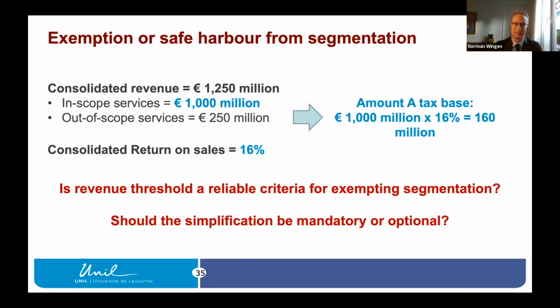Every time there is a simplification proposed, there are concerns from different groups. And here it is segmentation. It is acknowledged that it's going to be very complex, not only for MNE groups performing it, but also for tax administrations who need to verify it. Therefore, the idea was that we have an exemption or a safe harbor, so we make segmentation mandatory only for big, significant MNE groups. If you're below, you can apply the group profit margin, unless there are material distortions because of different profitabilities of different business areas. That's described in the blueprint as these hallmarks.